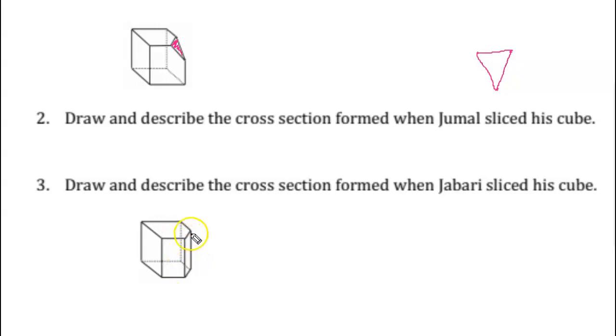Now when Jabari sliced his cube, he took off that whole edge on this side, right? So he took off this whole part. I've got a corner, and a corner. So if I end up with four corners to that cross-section, it looks like I end up with a rectangle.